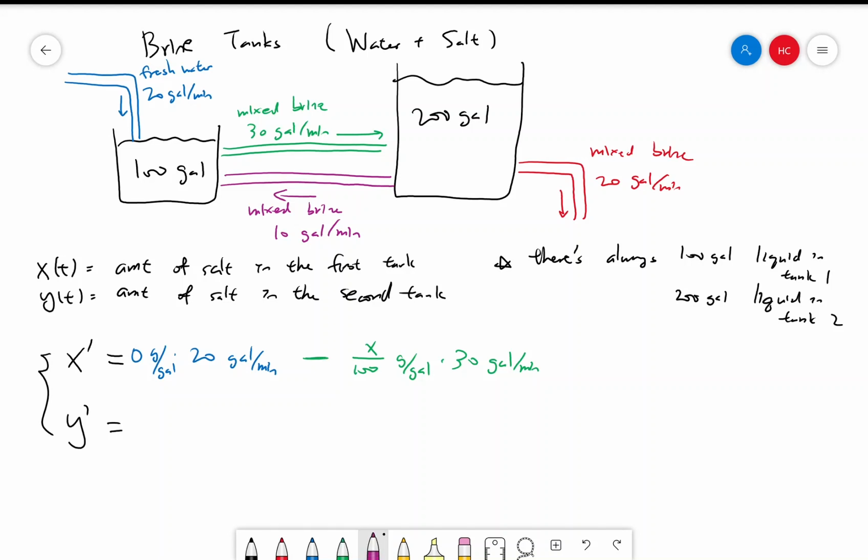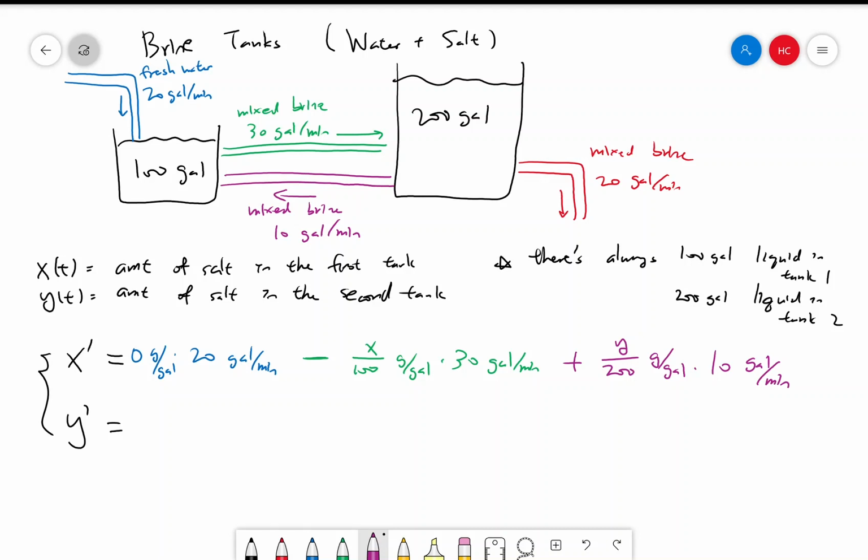But on the other hand, liquid from tank 2 is coming into tank 1. The salt concentration in tank 2 is y over 200, in grams per gallon, and it's coming in at a rate of 10 gallons per minute. Alright, so that's the first equation.